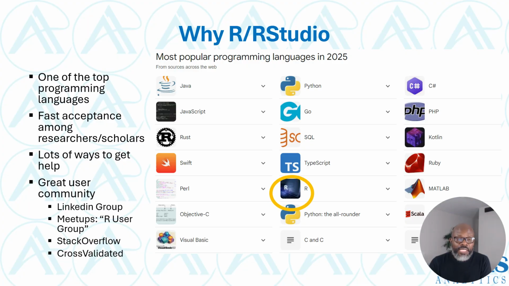Another very important thing is there are lots of ways to get help. Great user community. If you go on LinkedIn, you have a lot of resources. If you go on meetups, you have R user groups. On Stack Overflow, Cross Validated. If you Google, you will see so many resources, and so you will never be stuck, even if you're not sure exactly how to figure out a problem. So these are some of the reasons why I think learning R is worth it.